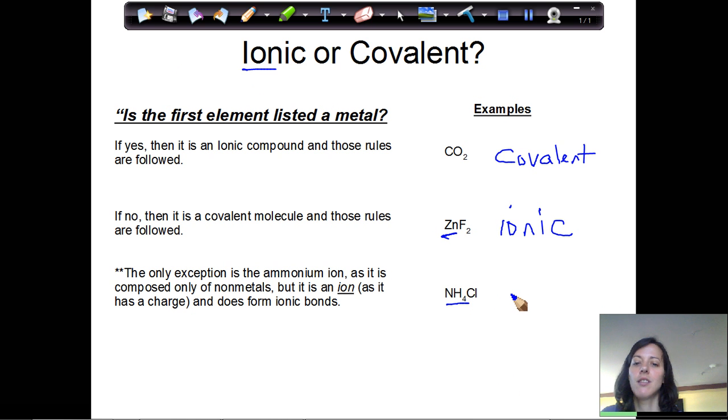So this gets named with charges, and it would simply be called ammonium chloride, and the ending of chlorine is changed to chloride. But that's the only exception to this ionic or covalent rule, as it falls on your polyatomic ion sheet. So that's a little bit of a reminder to figure that out. Alright, that's it.